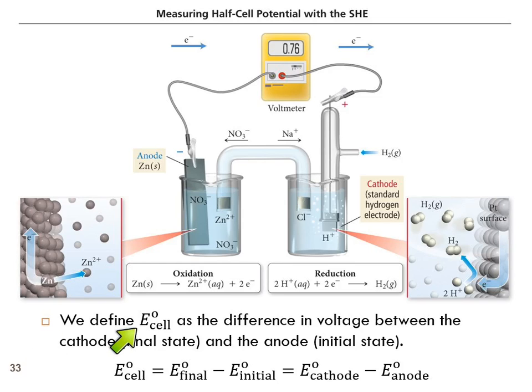So we're going to define the standard cell potential as the difference in voltage between the cathode and the anode. This is the same definition that we've used with the delta before. It's the final state minus the initial state. So the electrons are going from the anode to the cathode. So E cell is the potential of the final state minus the potential of the initial state. It's the standard electrode potential for the cathode minus the standard electrode potential for the anode.